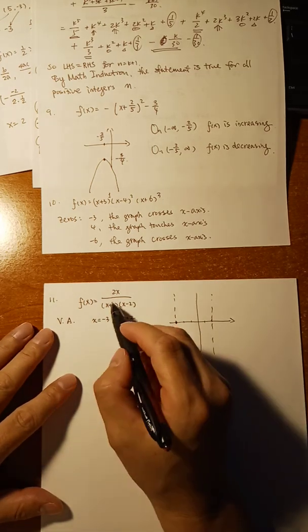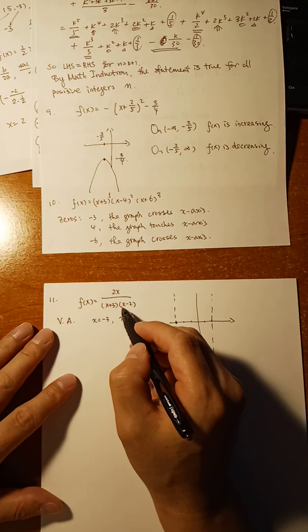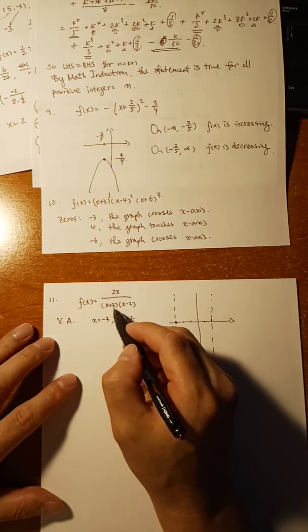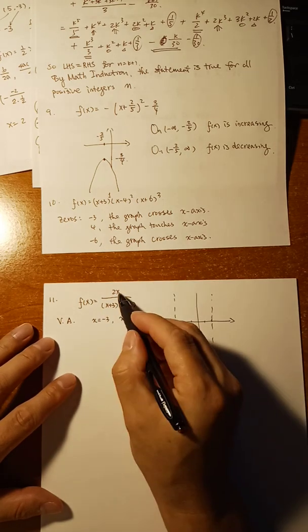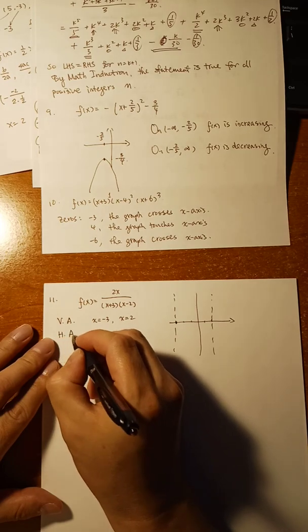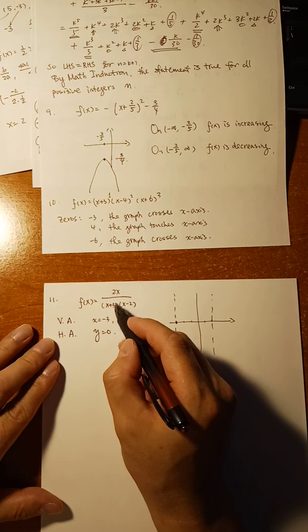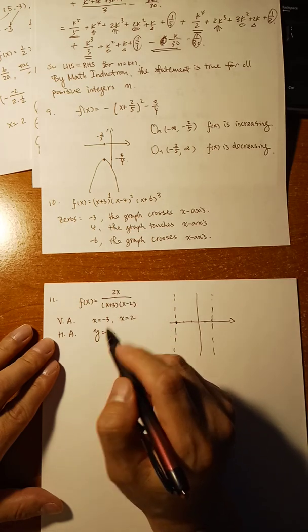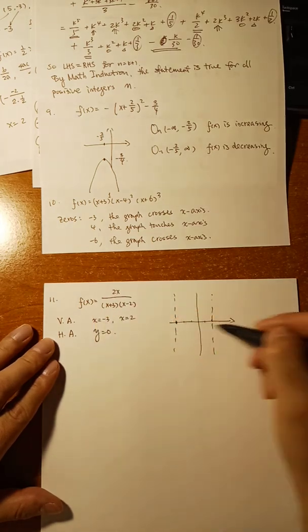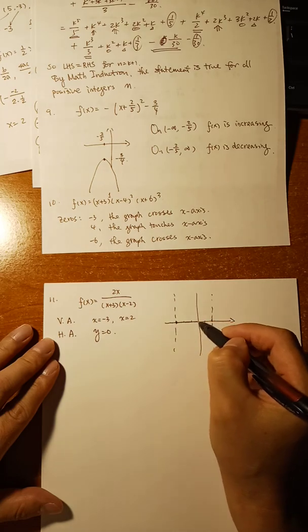Okay, and if you multiply out the denominator, you will see that the degree of the denominator is 2. The degree of the numerator is 1. So it will have the horizontal asymptote y equal to 0. If the degree of the denominator is bigger than the degree of the numerator, then the horizontal asymptote will be y equal to 0. This is the horizontal asymptote.